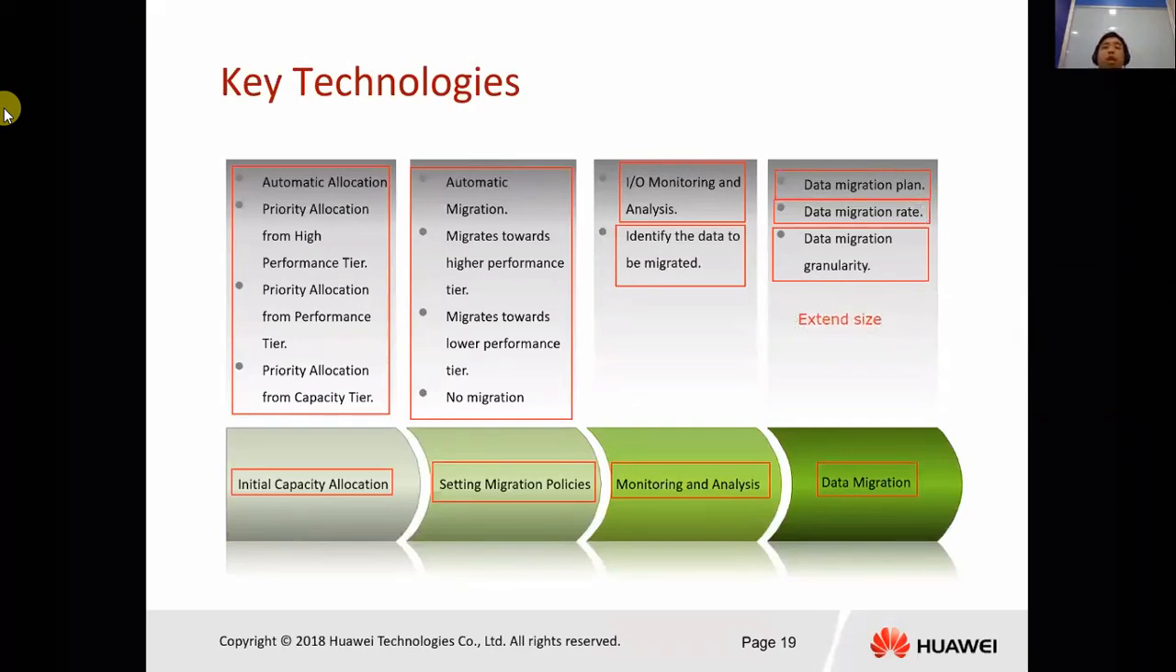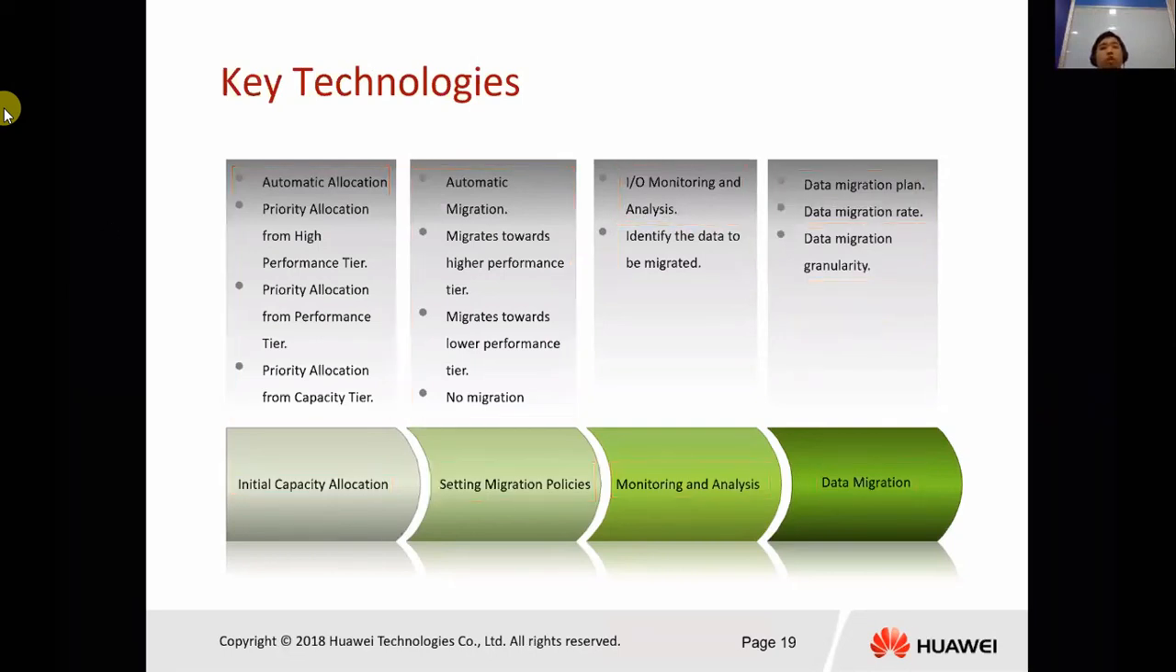Okay, it is equal to your extent size. So if your extent size is 4 megabyte, then basically your data migration granularity is 4 megabyte. This one you cannot change in the smart tier, because you can only change it when you create the storage pool. That's the only place. So your storage pool will also affect the smart tier migration, the extent size itself. Okay, so this is your extent size.